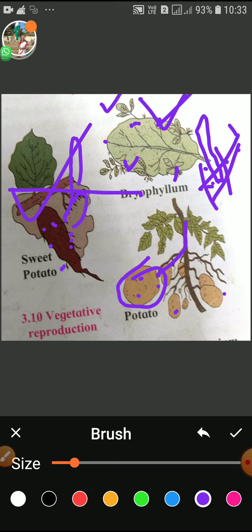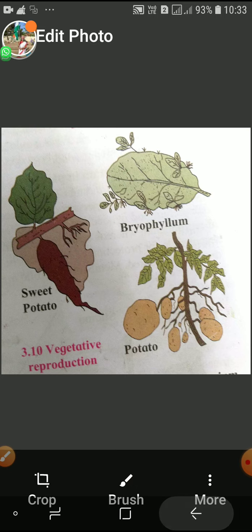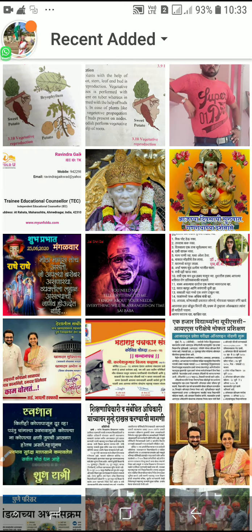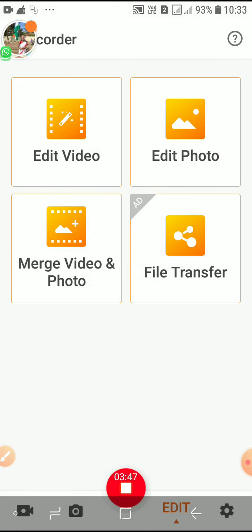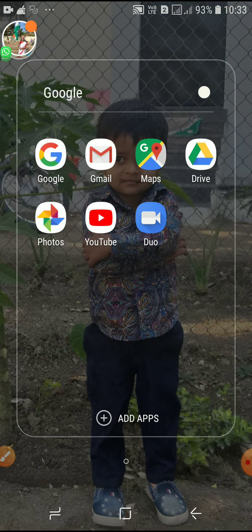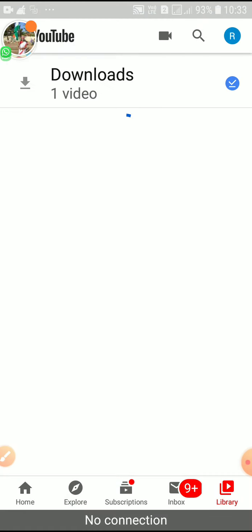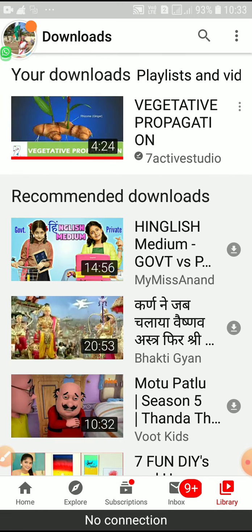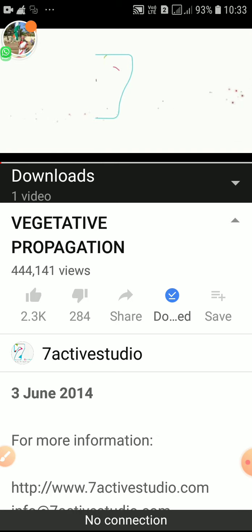So we can have a video also to understand vegetative propagation in case of various parts of the plants, how vegetative propagation takes place. See this video, you can be clear about what is vegetative propagation in case of plants. Now watch this video.